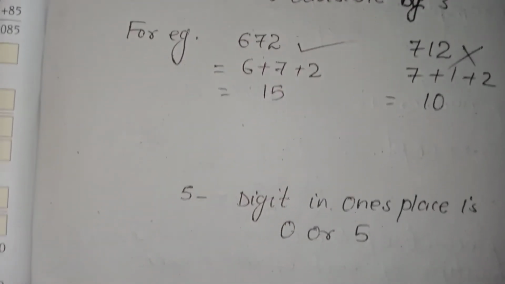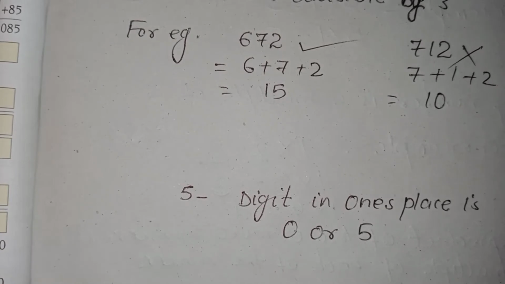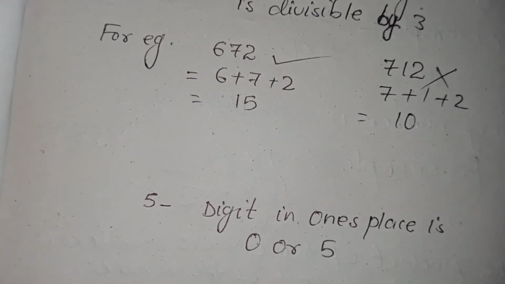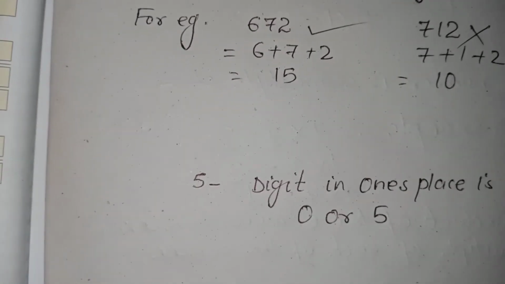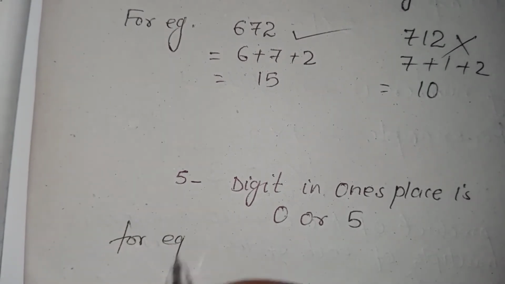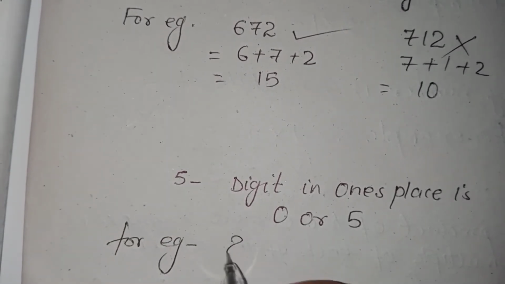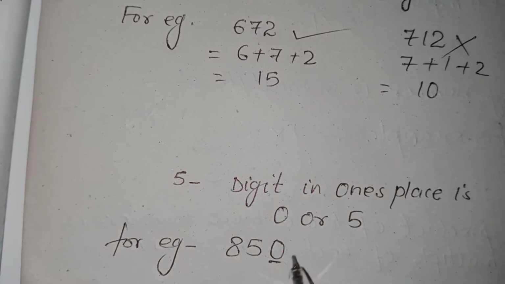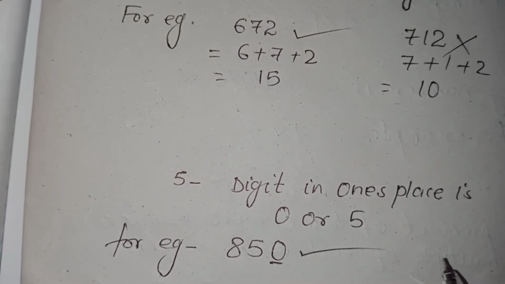Okay, now let's check the divisibility by 5. To know the divisibility by 5, it is very easy. Okay, so what you have to see is that the digit in ones place should be 0 or 5. At ones place it should be 0 or 5. For example, here I am taking 850. So this is ones place, tens, hundreds. So at ones place what I said, it should be 0 or 5. So here 0 is there, that means this is divisible by 5.